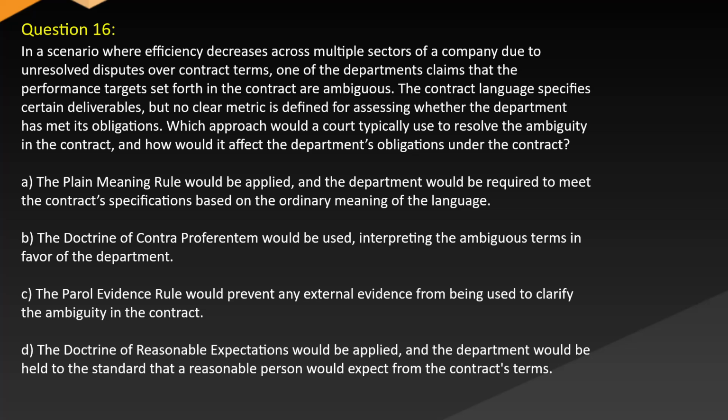A. The plain meaning rule would be applied, and the department would be required to meet the contract's specifications based on the ordinary meaning of the language. B. The doctrine of contra proferentem would be used, interpreting the ambiguous terms in favor of the department. C. The parol evidence rule would prevent any external evidence from being used to clarify the ambiguity in the contract. D. The doctrine of reasonable expectations would be applied, and the department would be held to the standard that a reasonable person would expect from the contract's terms.